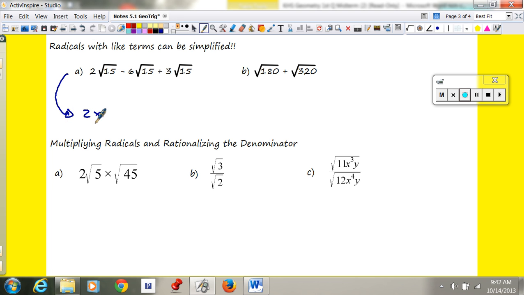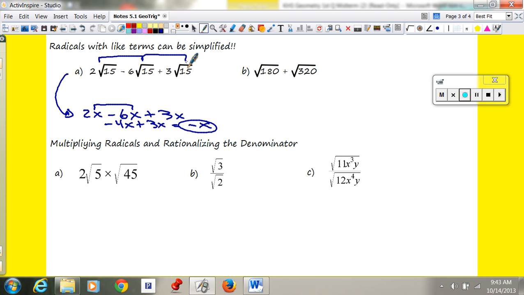So if I had, let's say, 2x minus 6x plus 3x, which is basically the same thing I have right here. If I combine my like terms, negative 4x plus 3x would give me a negative x. Does that make sense? We're just combining like terms. That's all you're doing here. You're putting your radical 15s together as like an x.